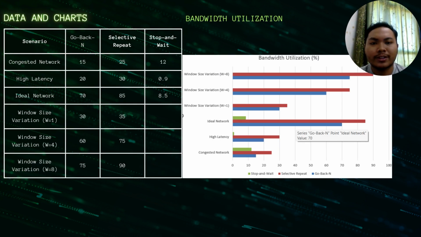For bandwidth utilization, selective repeat is the most efficient protocol in terms of bandwidth utilization across all network conditions, particularly in congested and high latency environments. While Go-Back-N performs well with larger window sizes, it is still outperformed by selective repeat. Lastly, stop and wait is not recommended for scenarios requiring high bandwidth utilization as it consistently shows the lowest performance.